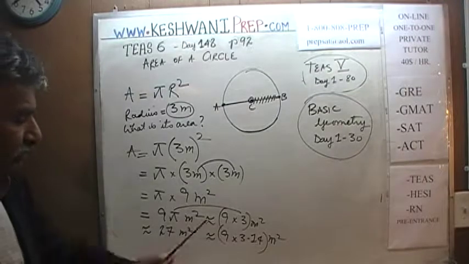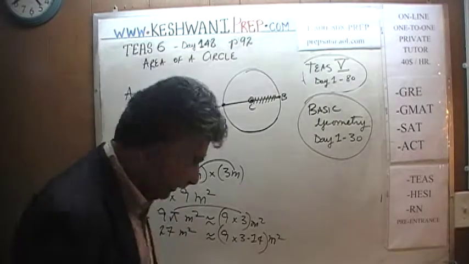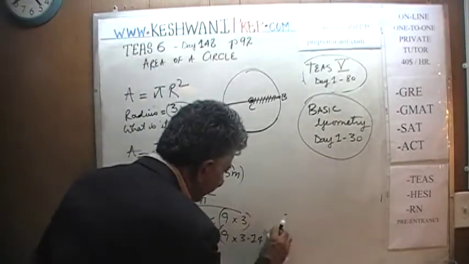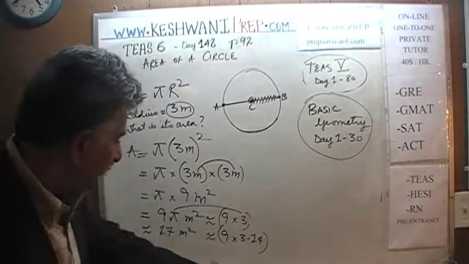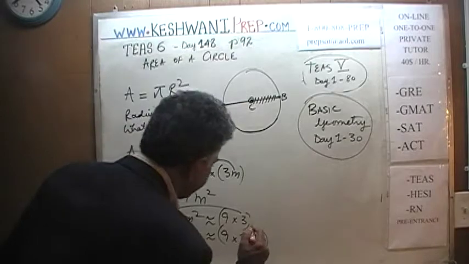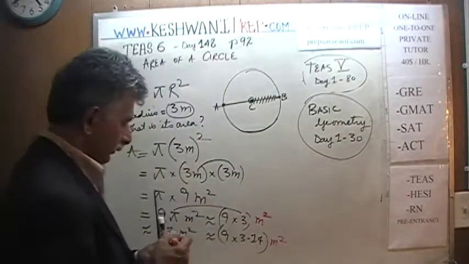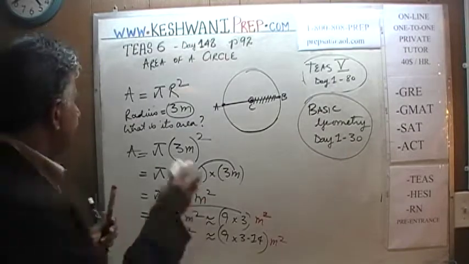Do you understand why meters squared? Why is this unit squared at the end? Just put it in a different color so we can make it more salient. Why is that unit at the end being squared? Why is the unit squared?